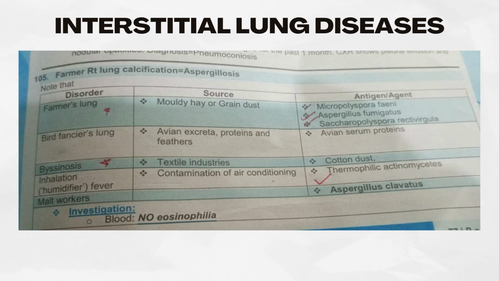Whereas bird fancier's lung is caused by avian excreta, proteins, and feathers, and avian serum proteins are the causative agent. Byssinosis is basically caused by the textile industry. The agent is cotton dust.